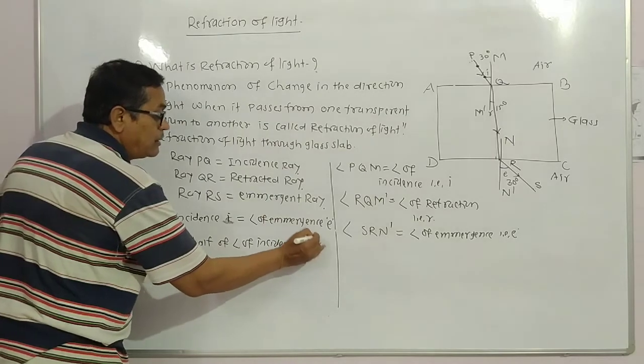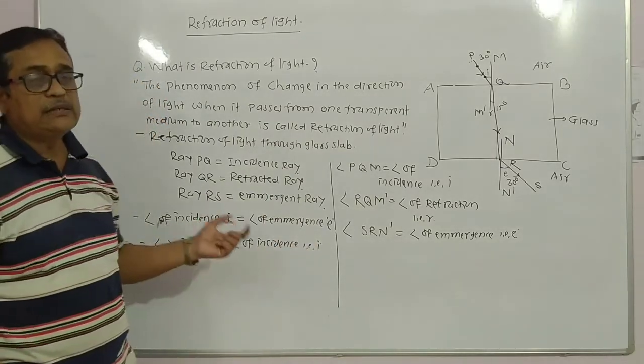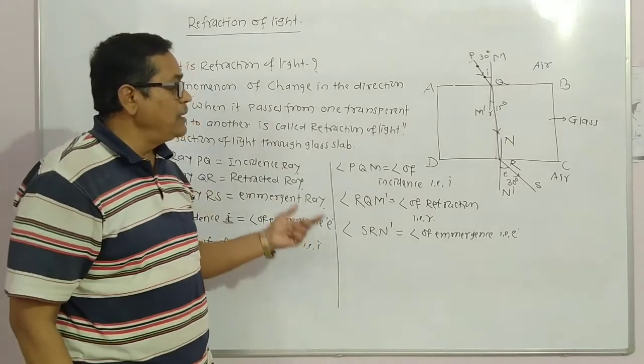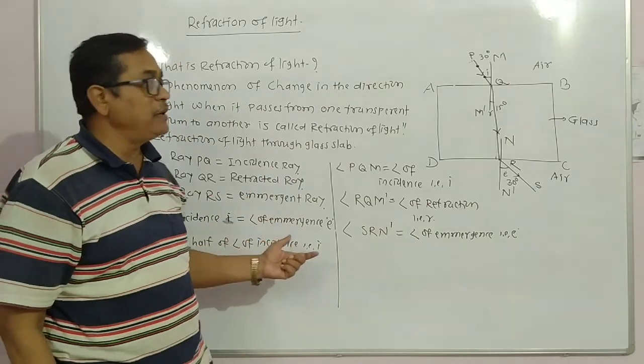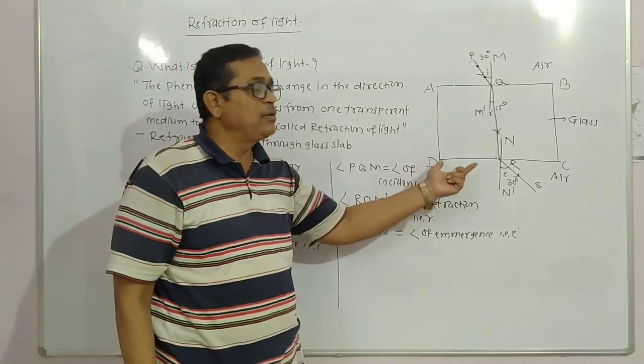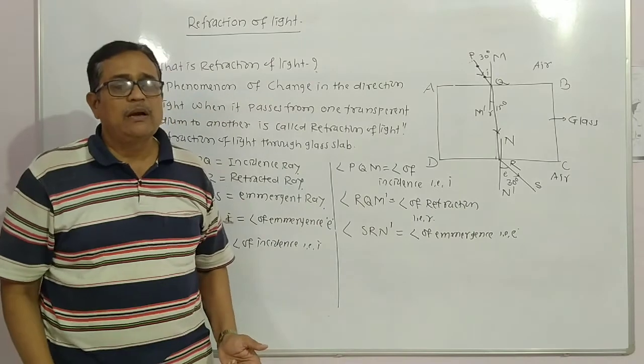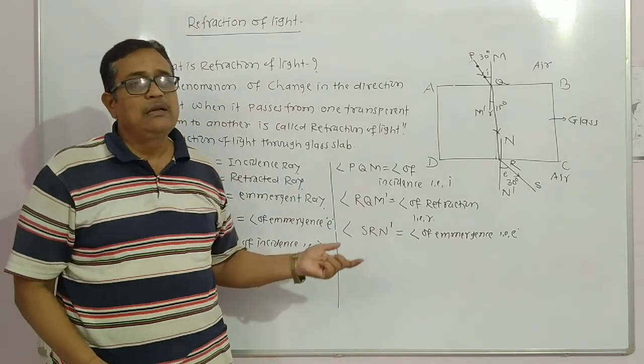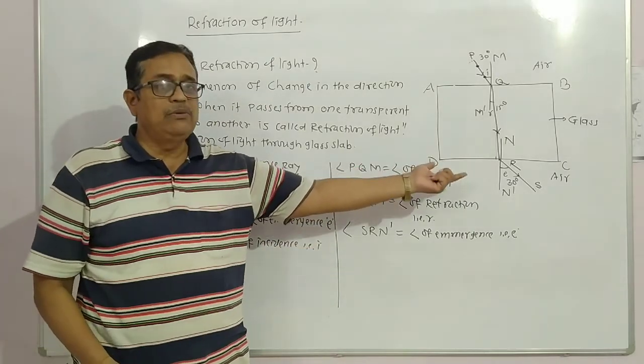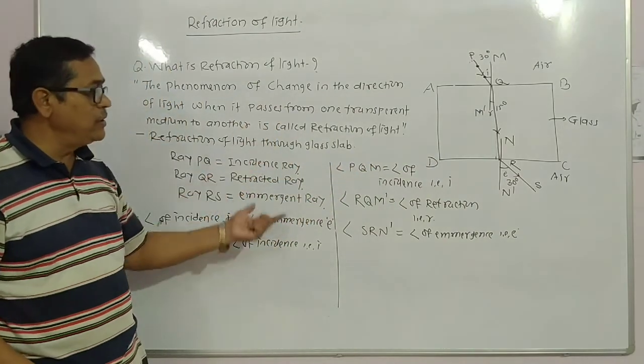Means in this way, that is the refraction of light, and here that is the basic concept of refraction of light through the glass slab, and please carefully understand here and draw the diagram in your notebook and also write down these notes.